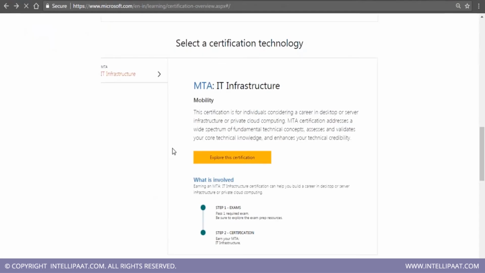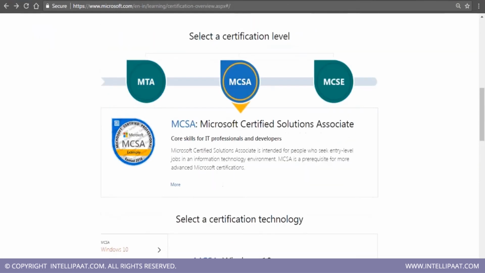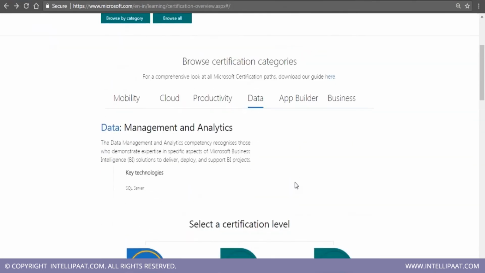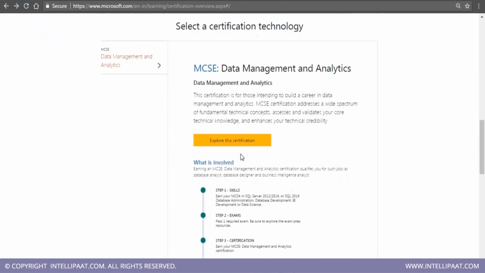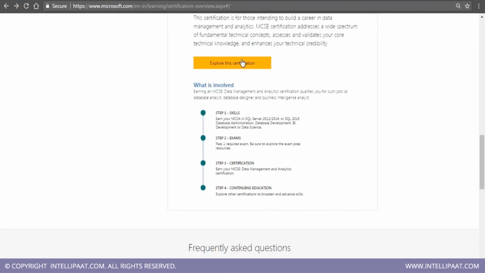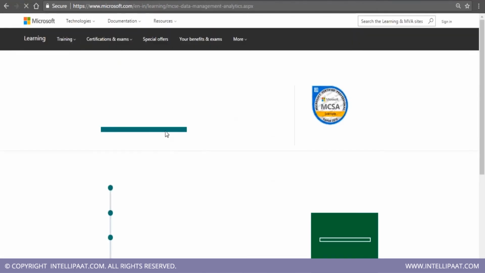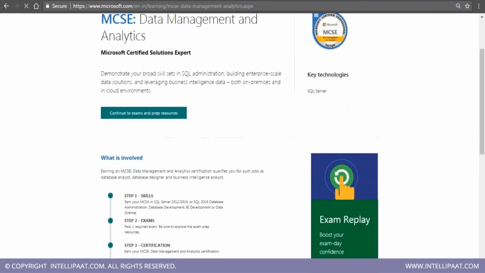Similarly, you can browse through other categories also. I just wanted to give you a rundown of how to go through this site. I feel it's important that you understand how to browse the certification site. I'm obviously looking at the expert level certification, data management and analytics. Just go to explore and look at the exams that are required for you to take it.